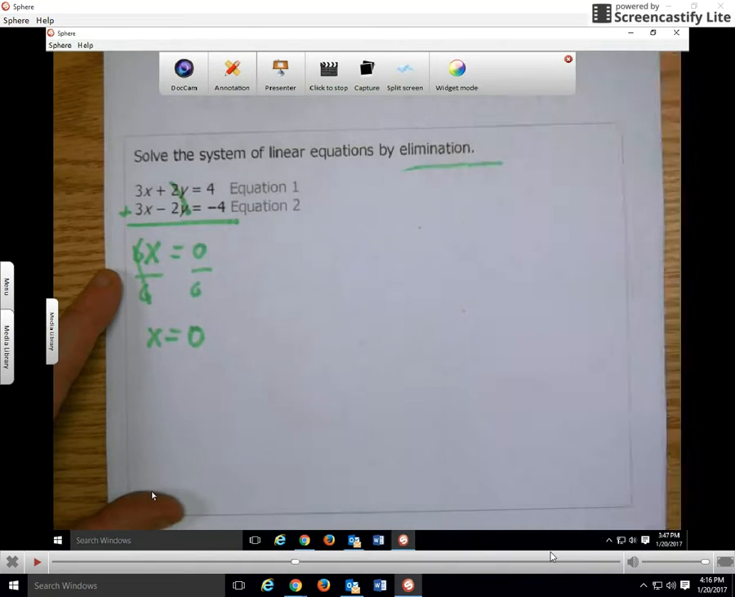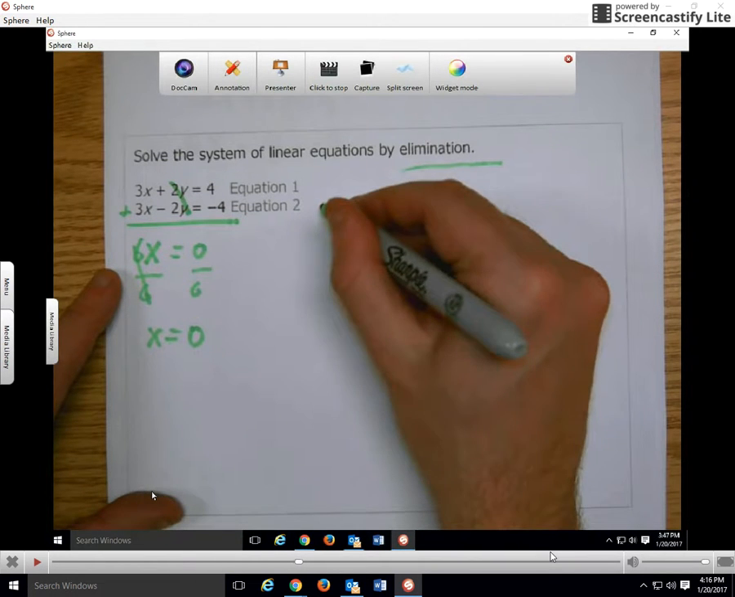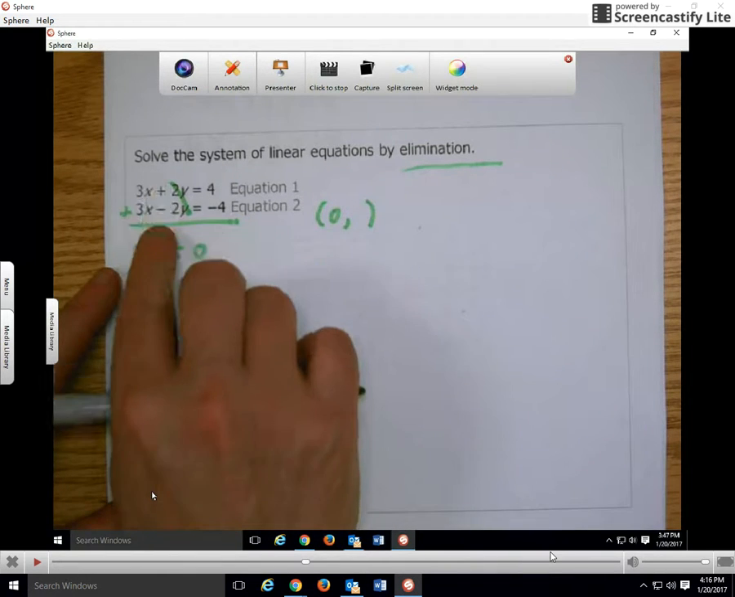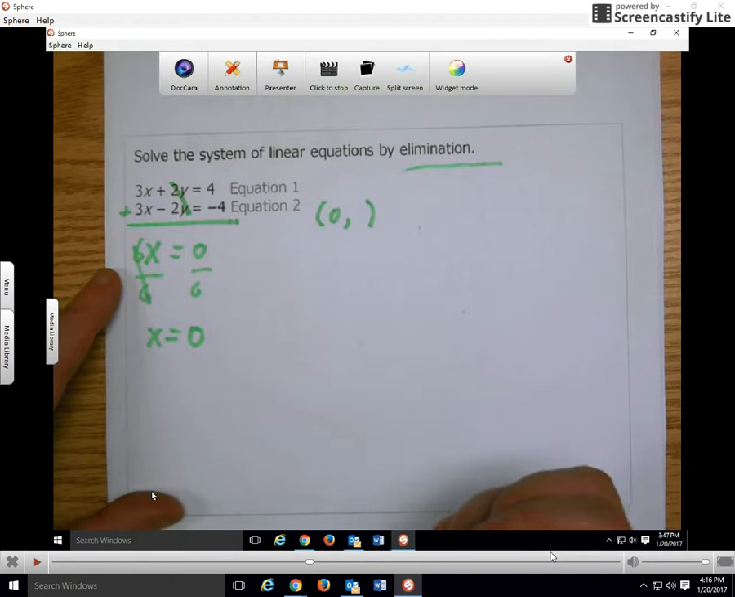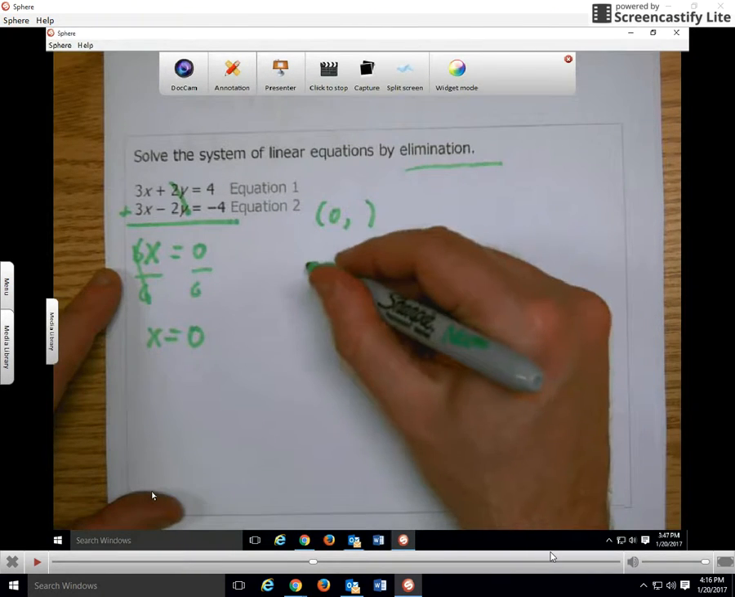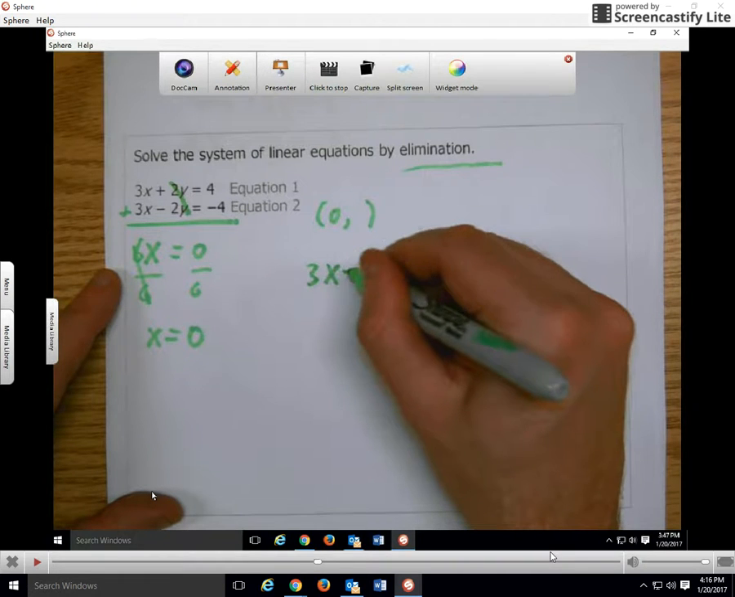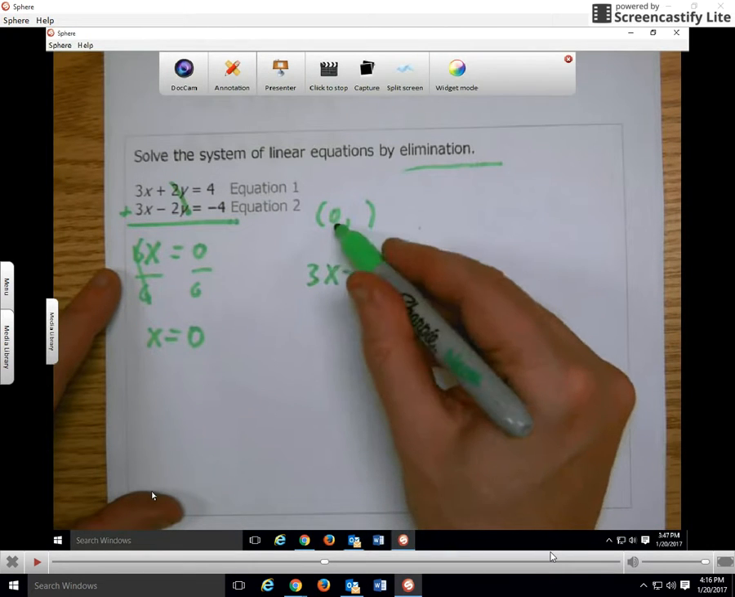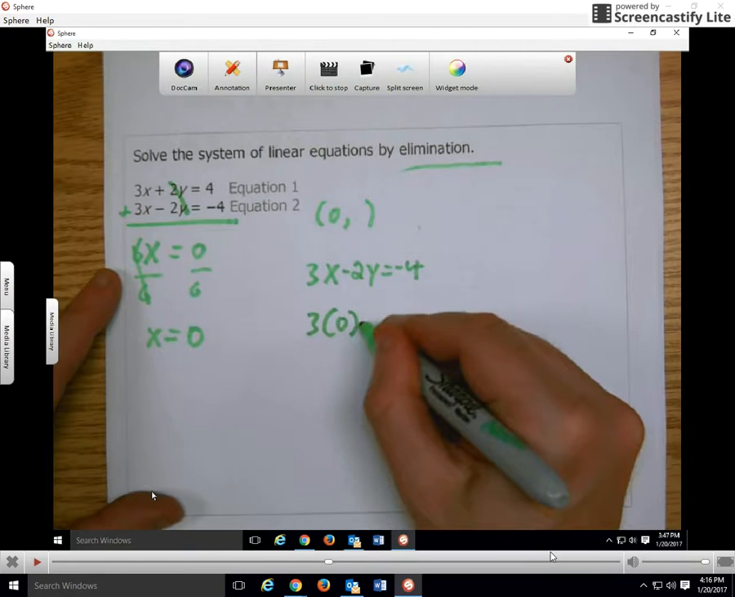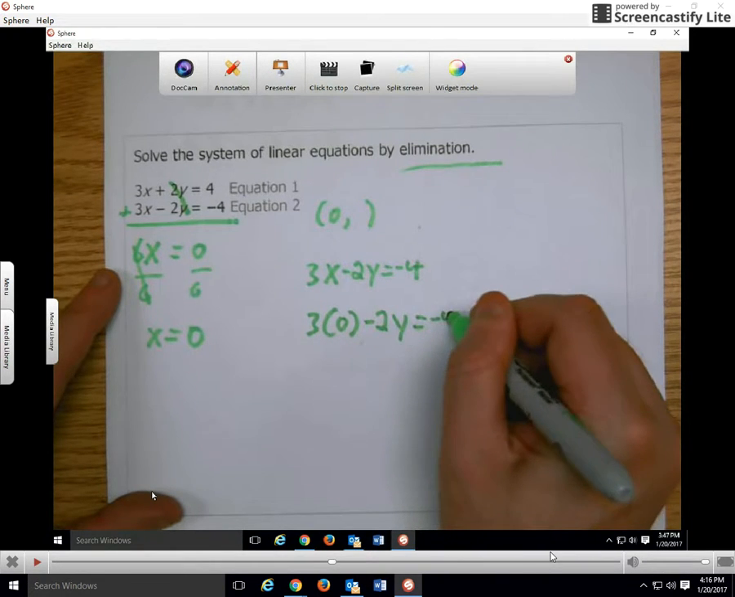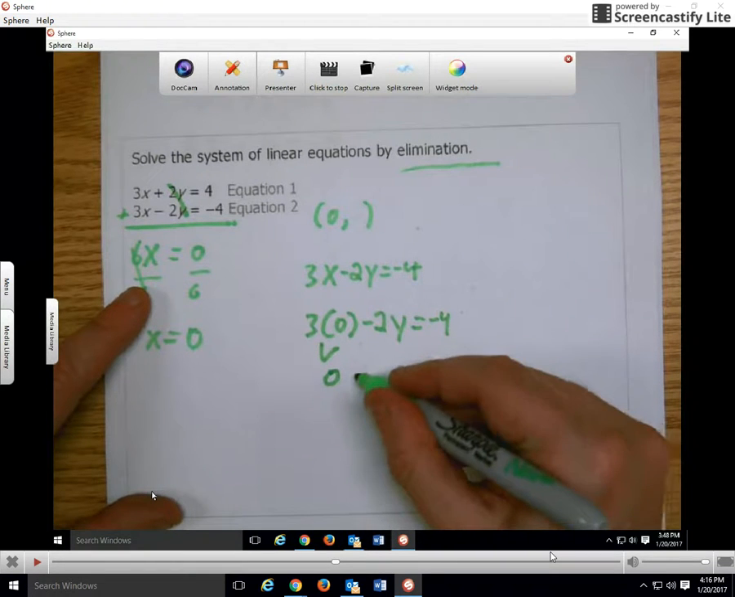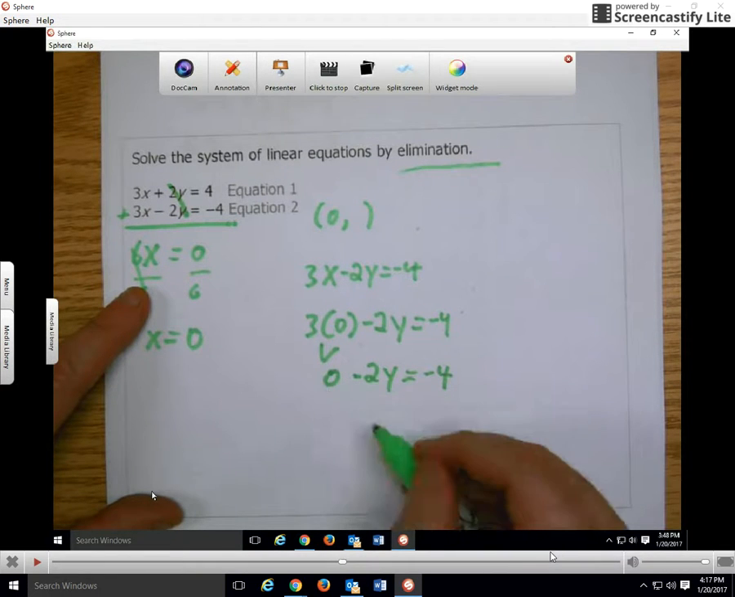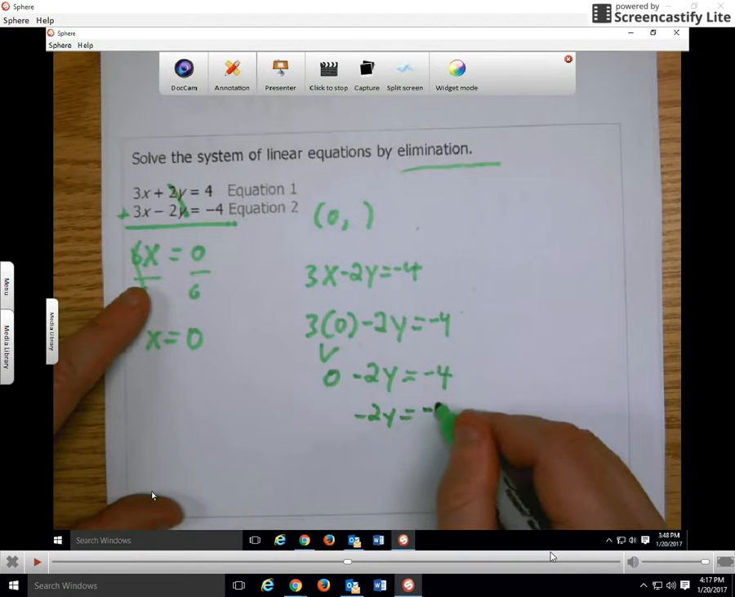So let's do that. If x equals 0, we have x, but we still need to find y. So I'm going to rewrite one of these equations to figure out what the y is. It doesn't matter which. I'll choose the bottom one this time. 3x minus 2y equals negative 4. But what am I substituting in place of an x? Well, you already know it's a 0. 3 times 0 minus 2y equals negative 4. 0 minus 2y equals negative 4. Now, since this is 0, I don't even need to write it. So negative 2y equals negative 4.